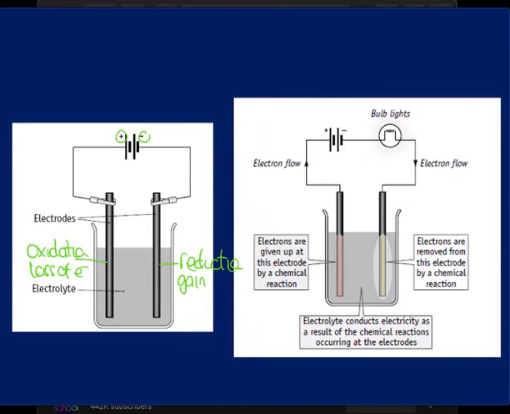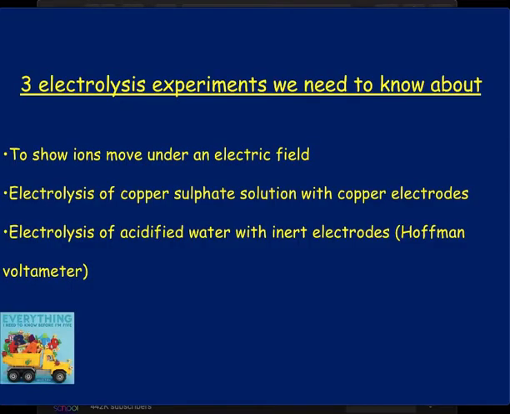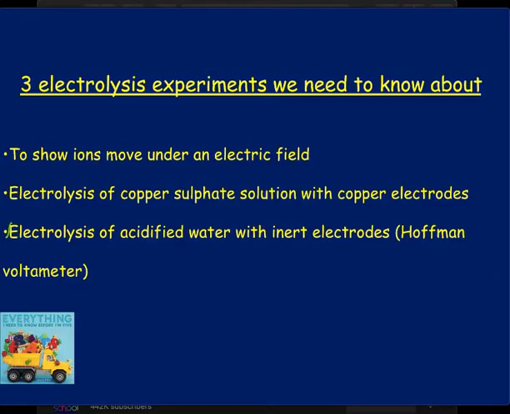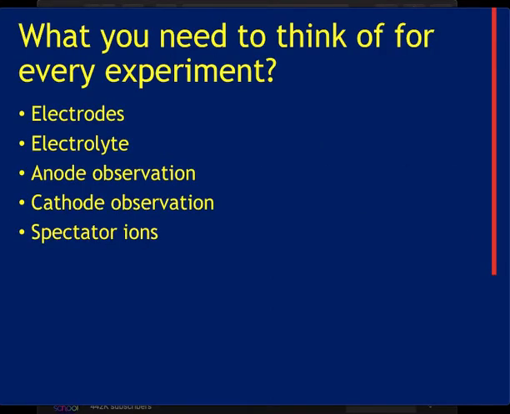The electrolyte is completing the circuit. So for electricity to flow, you have to have a complete circuit, because electricity can't jump. In this diagram on the right, we have a bulb that lights, so that's telling you your electrons are going to flow. Now, in terms of the three little experiments, this is the only one that they've asked, and they've only ever asked it in terms of the products. They haven't asked you about what's oxidized and what's reduced, but it is on the specification. So for you, what's going to be important is really your anode and your cathode observations.